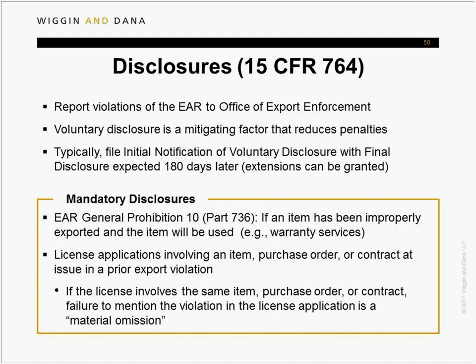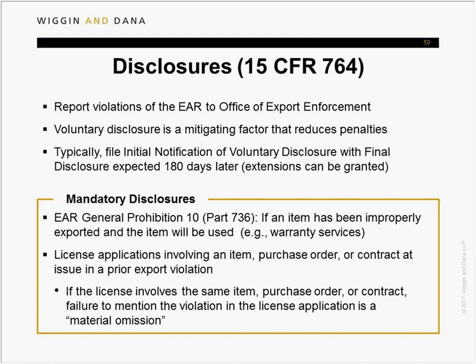If you go ahead and do those additional things to that item knowing that it was improperly exported, you have violated GP10, and now you have a double violation, the original improper export and the GP10 violation. And so to avoid that double violation situation, you're expected to approach BIS and say, hey, we improperly exported this item. We need to take some action with respect to it. We're going to disclose. Please give us permission to take this additional action. So in those circumstances, disclosure is mandatory. You have to do it before you can take the additional action with respect to the improperly exported item.